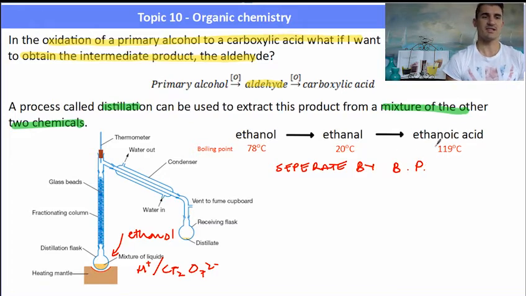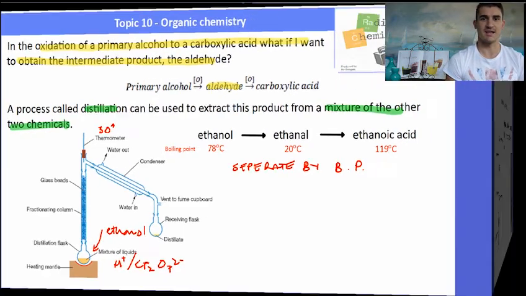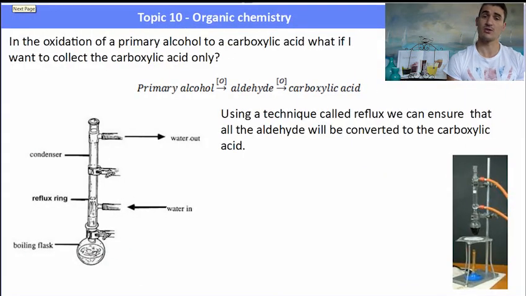So we set up our distillation apparatus, and what we would do is we would increase the temperature of the column until the top of the column was about 30 degrees. So that would mean the only compound that could make its way up the column and still be a gas as it reaches the top is the ethanal. All of the other components, the ethanol and the ethanoic acid, they wouldn't be hot enough, so they would drip back down into the flask. So we could collect our ethanal.